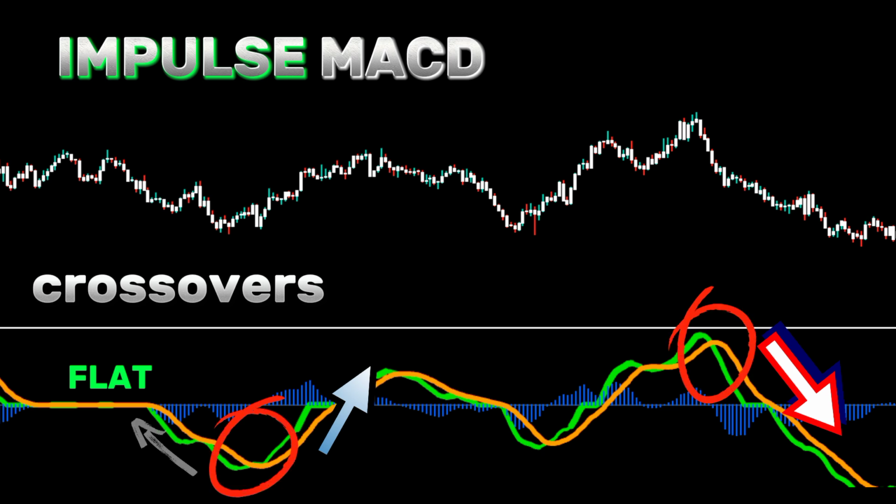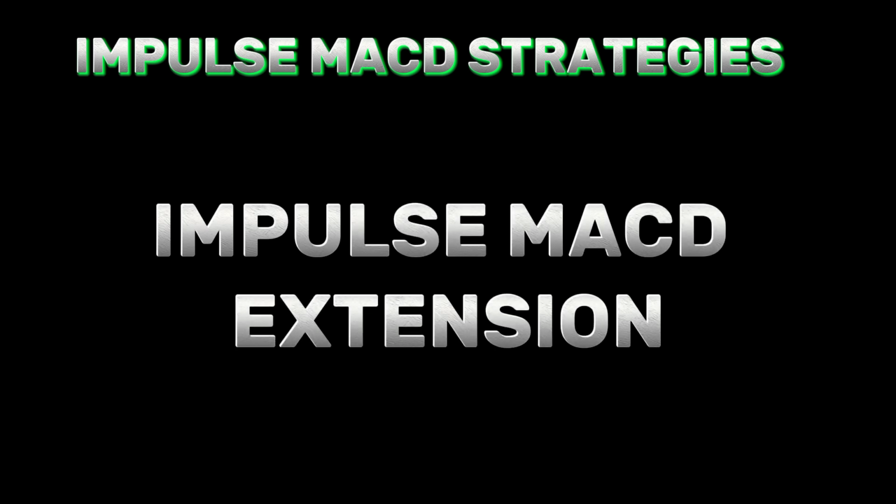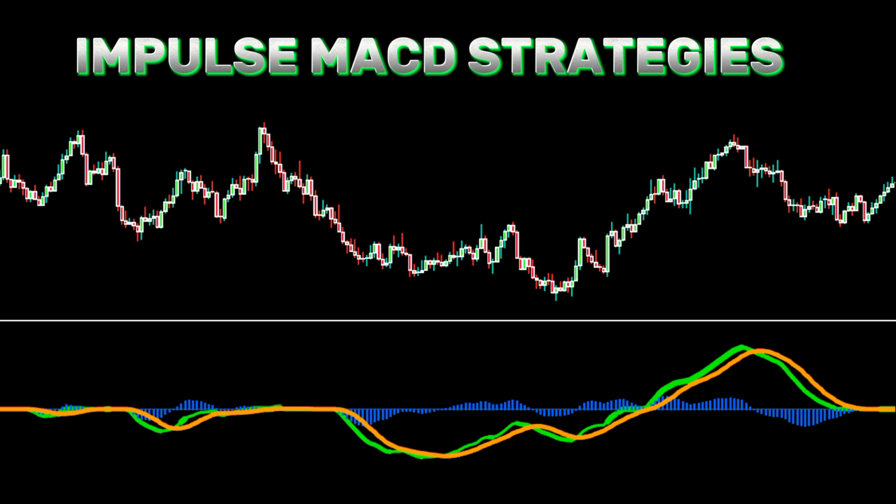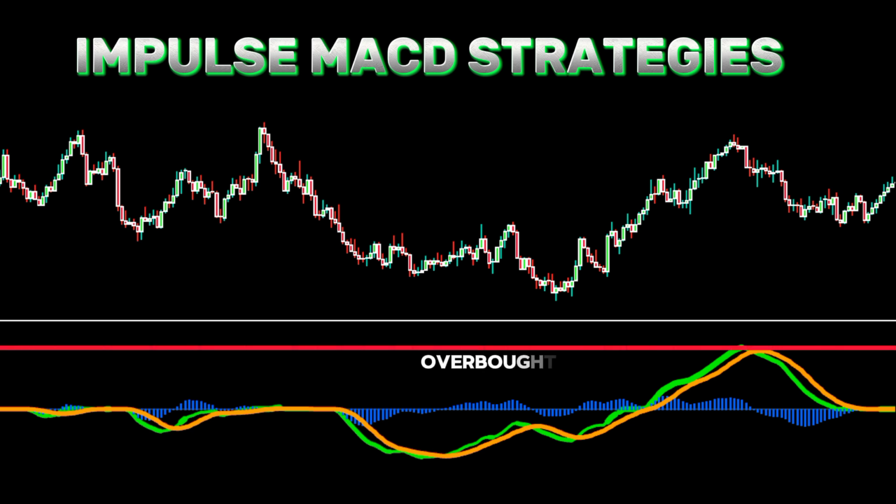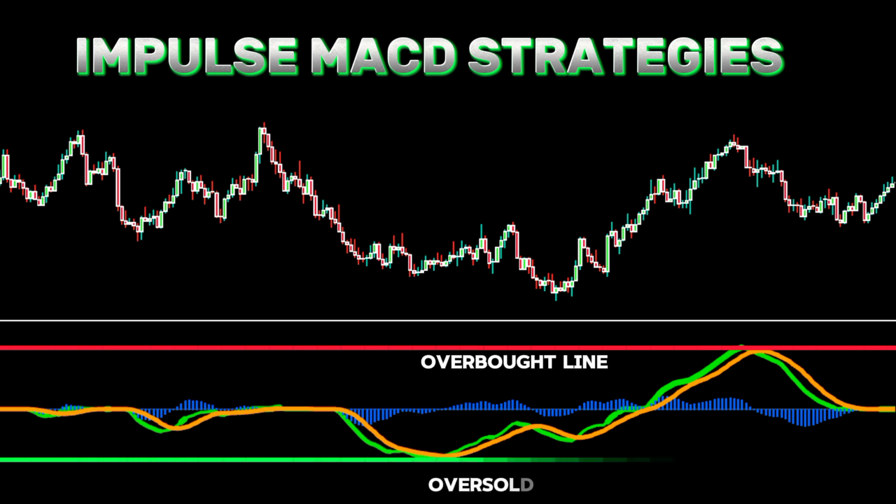Now let's move on to the different strategies that you can use with this indicator. Now, this next strategy is a little bit more advanced, but it also has a higher win rate. It's called the impulse MACD extension, and this is how you trade it. The first step is that we need to manually add overbought and oversold levels on the indicator. So you will manually add lines on the indicator. And so this will be your overbought line. And for your oversold line, you do the exact same thing, but in the opposite value.